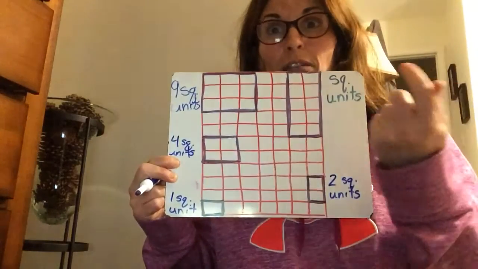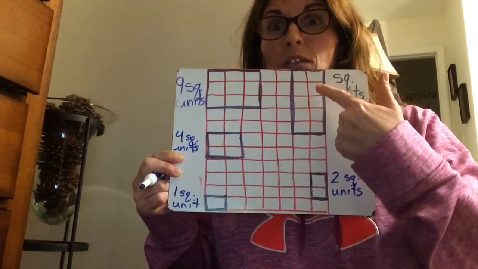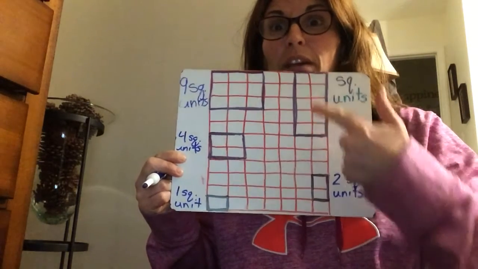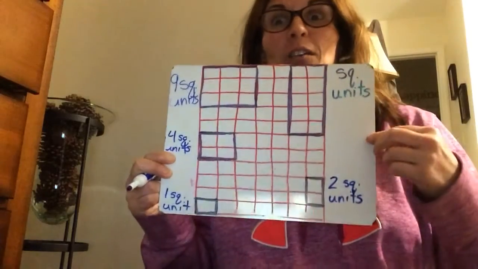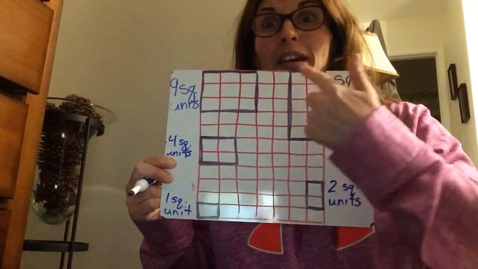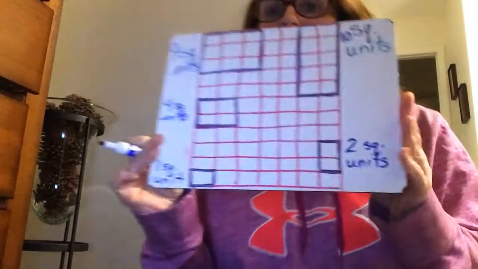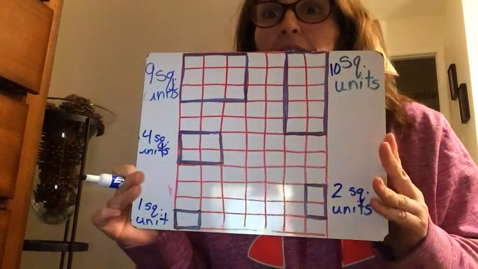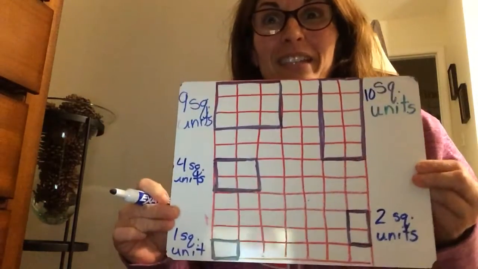All right, well, let's try counting the other way. Let's go down in columns and count. 1, 2, 3, 4, 5, 6, 7, 8, 9, and 10. So the area inside of this rectangle is 10 square units. So we just completed the area of all of our rectangles. Okay, continue on to the next slide.